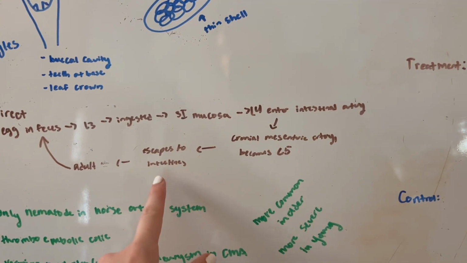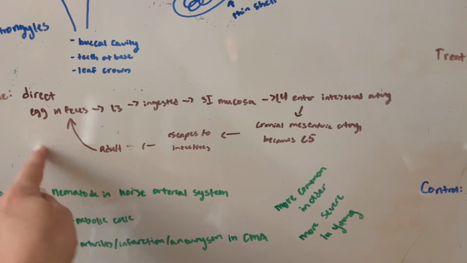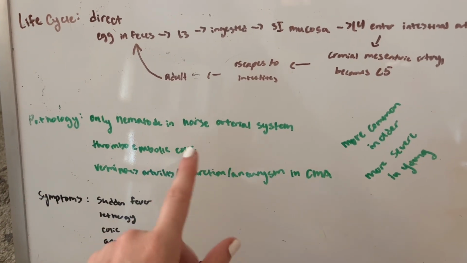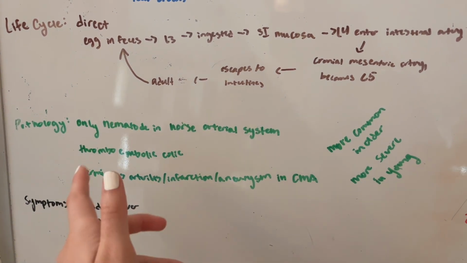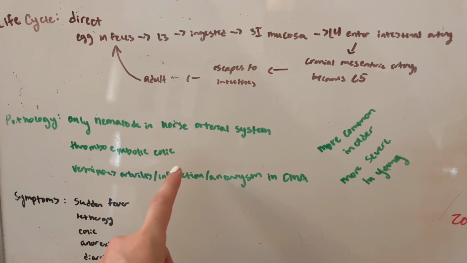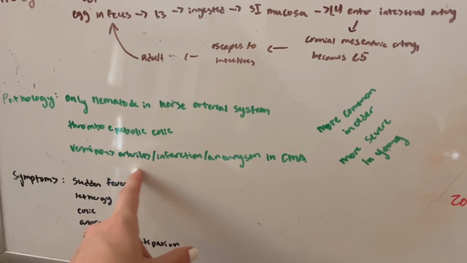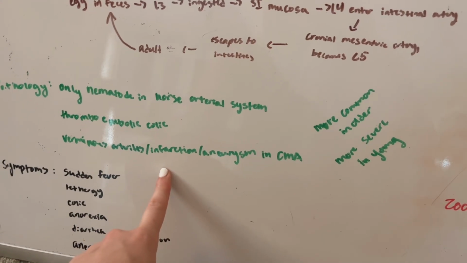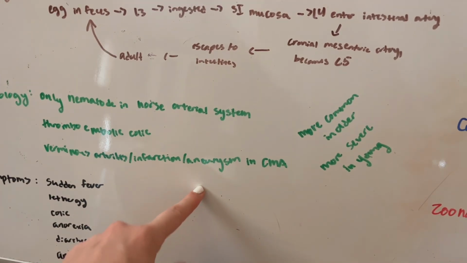Then it'll escape to the intestines to become an adult, and then the adults will lay their eggs. So this is the only nematode in horses that will enter the arterial system, the cranial mesenteric artery. So there it can form a thromboembolic colic. It causes verminous arteritis, infarction, so death of the tissue and even possibly an aneurysm.